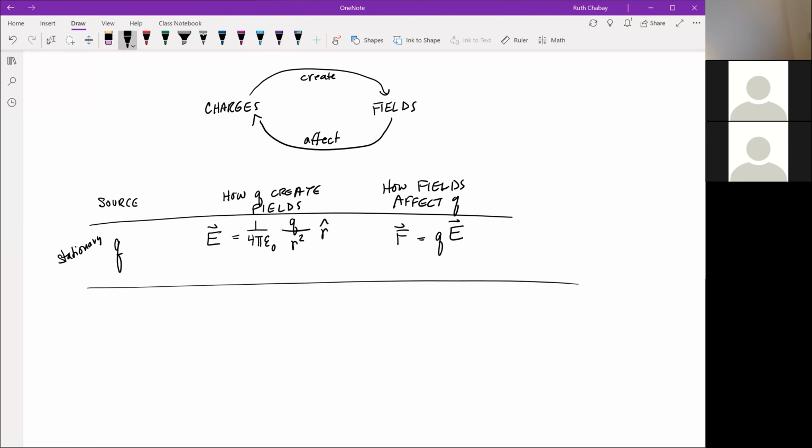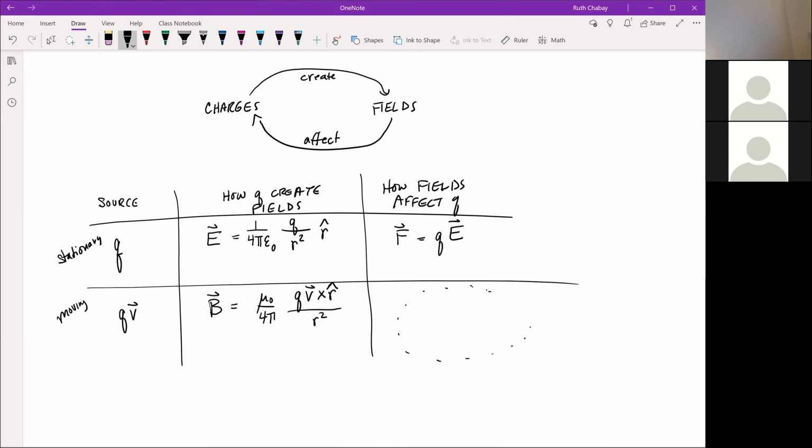We also found that a moving charge, a charge that has some velocity, makes a magnetic field. And the magnetic field for a single point charge was given by μ0/4π, another constant, times the charge times the cross product of its velocity with the unit vector in the direction of r, over r squared. And here's what we're doing today. We're going to be talking about how magnetic fields affect other charges.